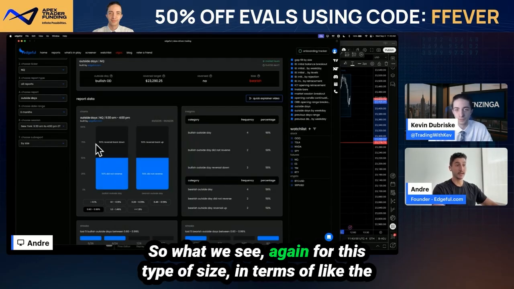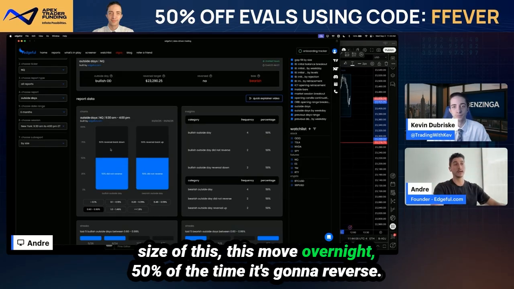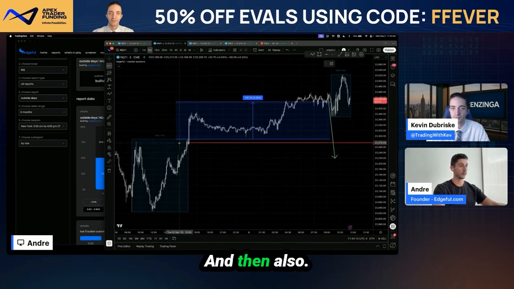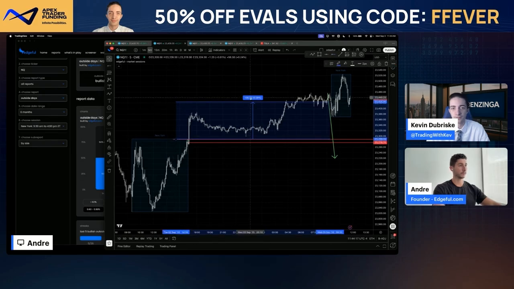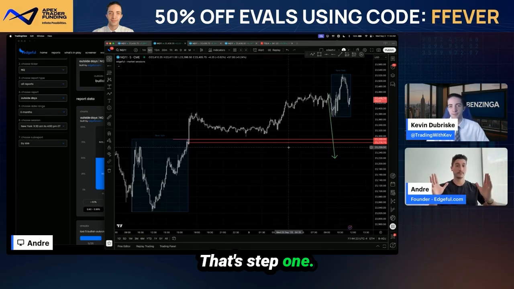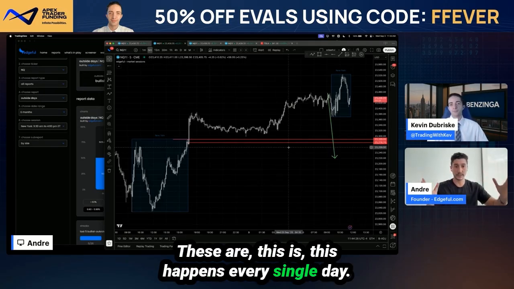So what we see again for this size, in terms of the size of this move overnight, is that 50% of the time it's going to reverse. So immediately at 9:30 a.m., I know that my bias is not to target this area and also this area. So these two areas I'm avoiding today, right? That's step one. This happens every single day.